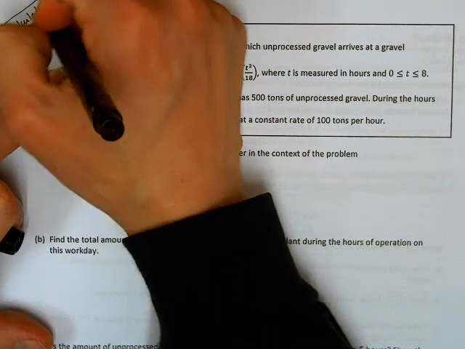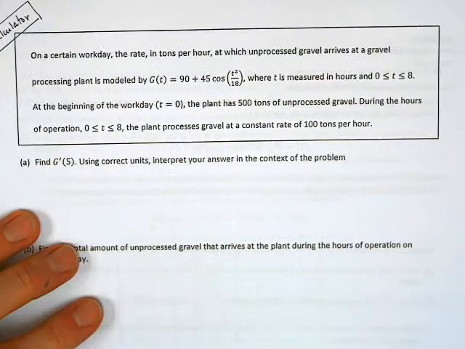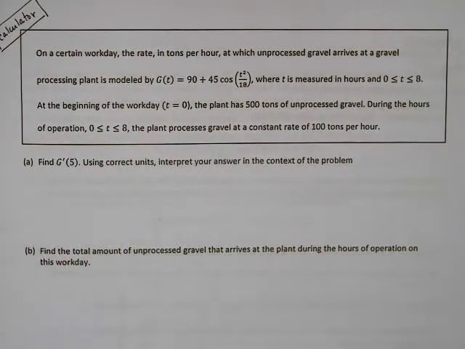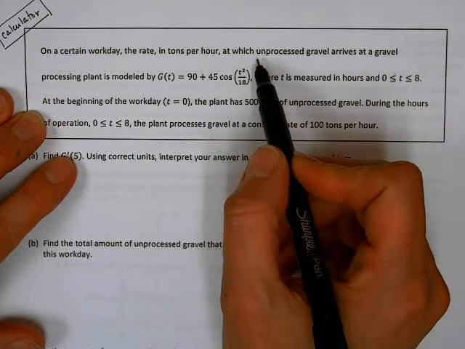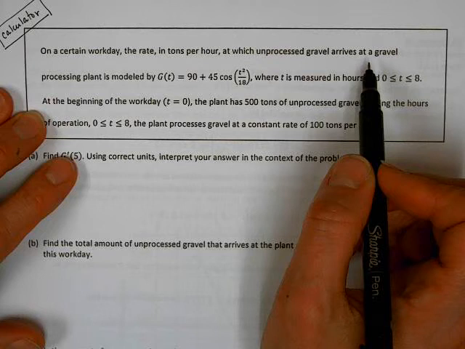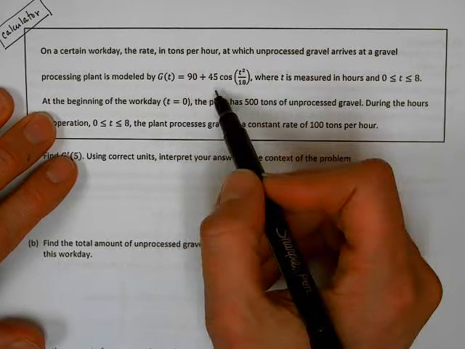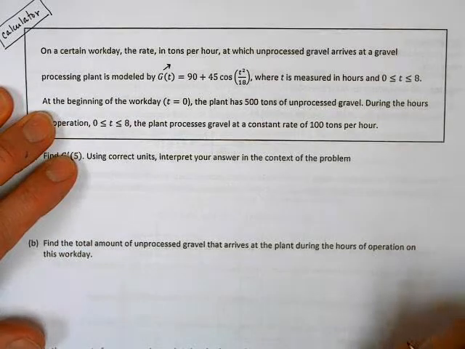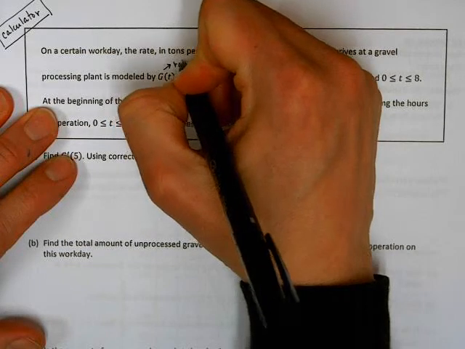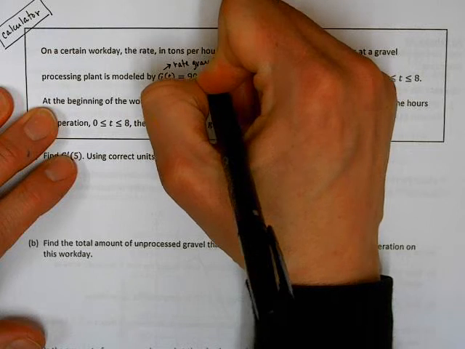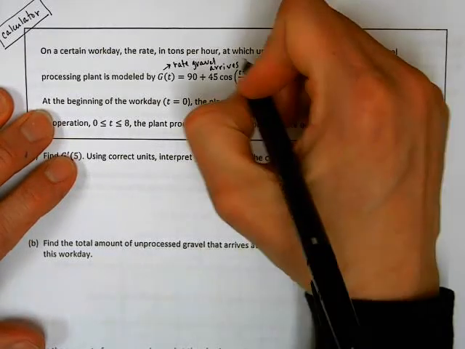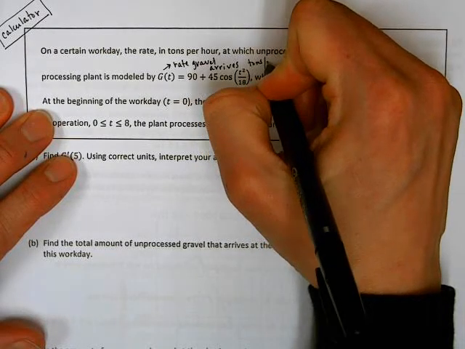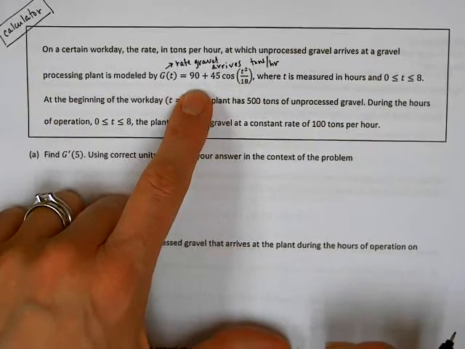All right. So when I go through these problems, I make sure I read through the problem really carefully and I make notes to myself so I can be really clear on what the problem is about. On a certain workday, we have the rate in tons per hour at which unprocessed gravel arrives at a gravel processing plant, and it's modeled by G of T. So I make myself a note here. I know that this is the rate that gravel arrives, and I know that the units are tons per hour. So that's everything I know about G.